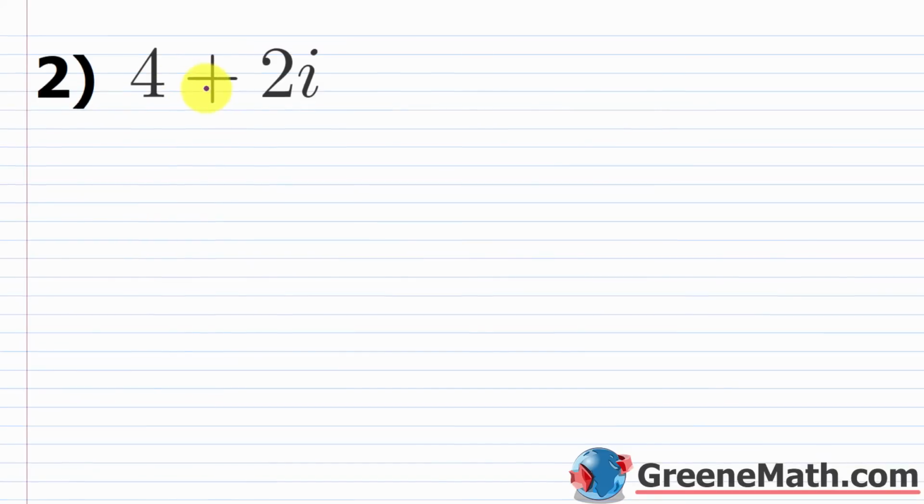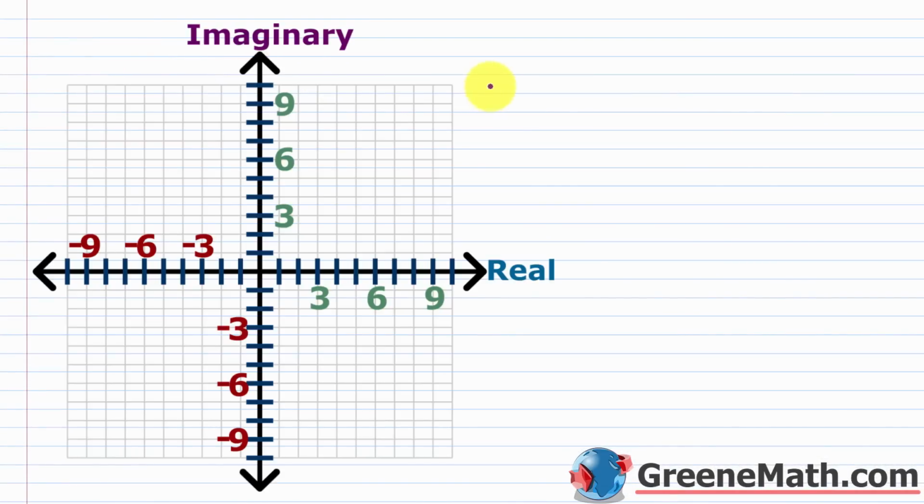So here we have 4 plus 2i. So let's come down here and say 4 plus 2i. Again, I'm going to write a plus bi to match things up. So the a, or the real part, is 4. And then the b, or the imaginary part, is 2. So it's always the number that's multiplying the imaginary unit i.